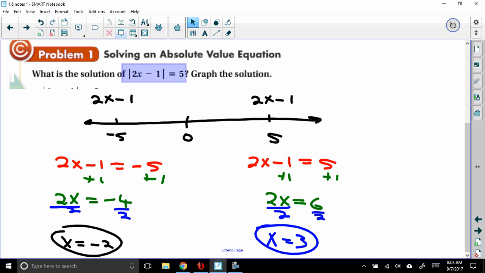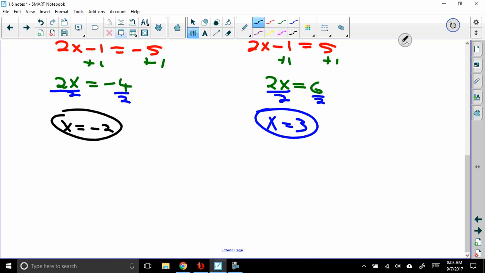Interesting. Now, they wanted us to graph the solution. So we solved it, and they want us to go ahead and graph the solution. When you graph the solution, they want a number line. Here's the number 2. Here's the number 3. Anybody know what we should do with the number line? What we need to do here? Just going to put some dots on it. Are they going to be open dots or closed dots?